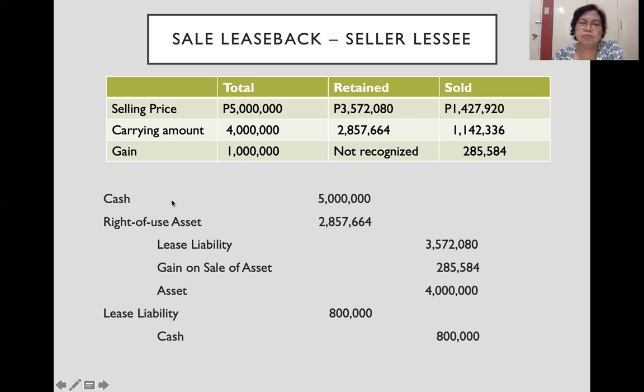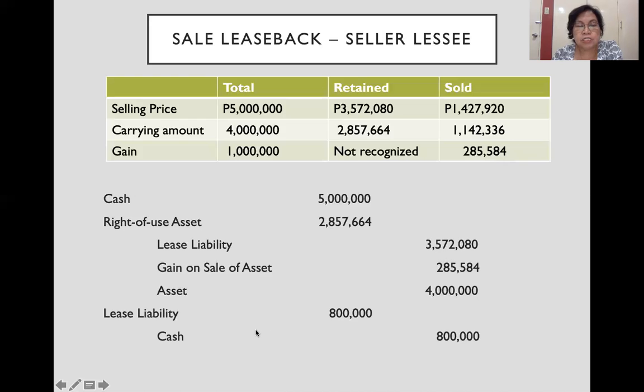So our entry will be to debit cash for the total selling price of 5 million, debit right of use asset for the proportion of the carrying value of the right of use asset or the right retained, credit lease liability for the total present value of the periodic payment, including the payment that is due immediately, credit the asset 4 million, and credit gain on sale of asset relating only to the portion sold, 285,584. Again, this gain pertains only to the portion that is disposed of.